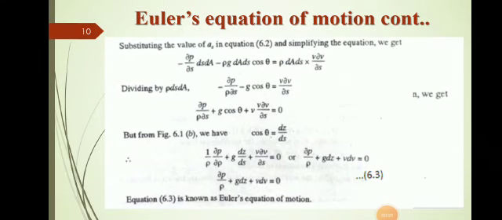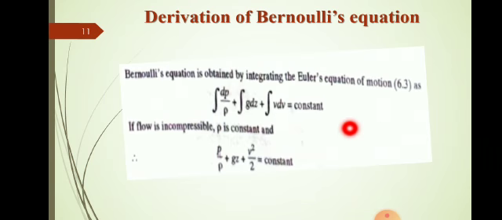So in the previous video we have derived the Euler's equation of motion, dp by rho plus g dz plus v dv is equal to 0. Now we derive the Bernoulli's equation, which is another very important equation. This Bernoulli's equation is obtained by integrating the Euler's equation of motion, which was obtained in the previous step. Integrating that, you will get integral dp by rho plus integral g dz plus integral v dv is equal to a constant.